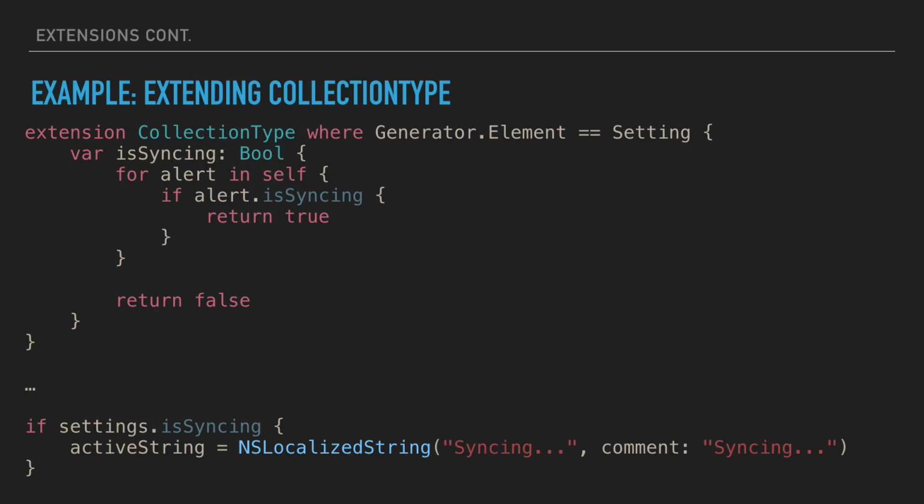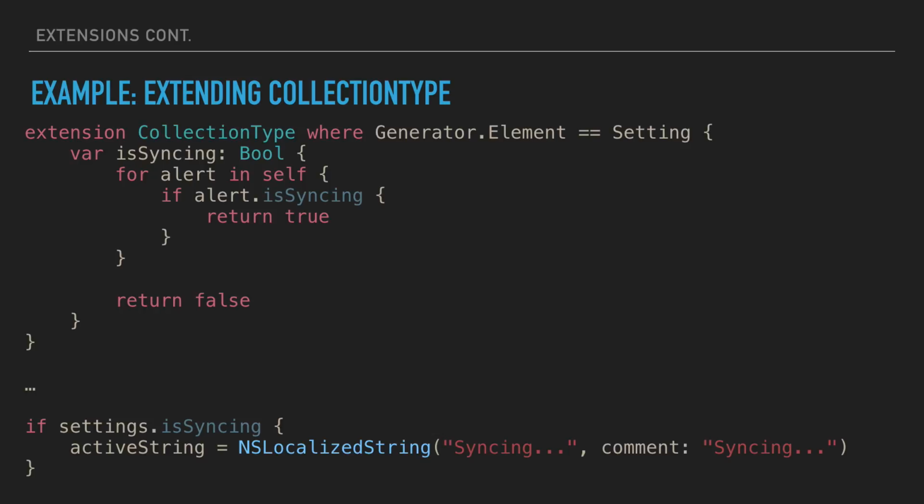Normally in Objective-C, like if I had a view controller that had an array of settings that I needed to display in a table view, maybe I would write a method in that view controller that would iterate through that for me and see if anything was syncing. That was something that happened pretty easily, and if you didn't pay attention too closely, it was fine because this was a really small function that you just added to your view controller. But what you can do in Swift instead is extend collection type, where the element of the generator is a setting.